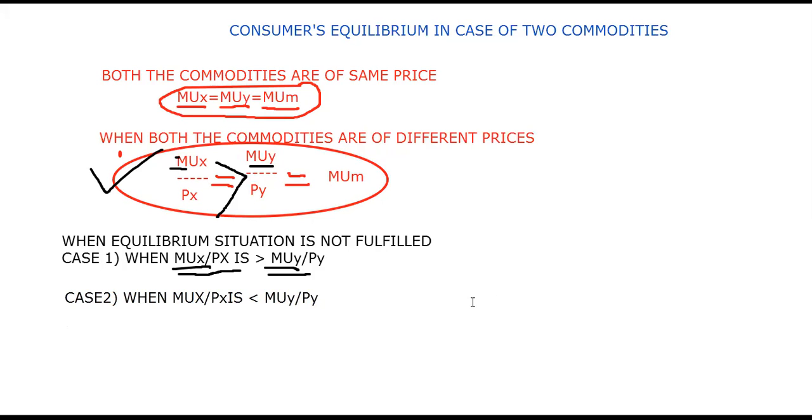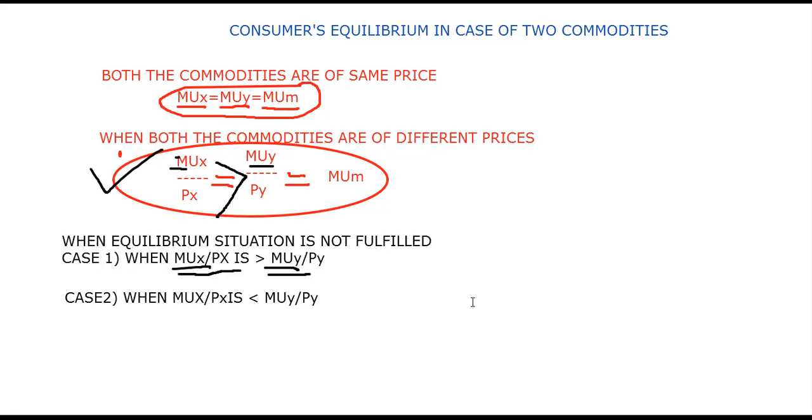अब देखिए, MUX upon PX is less than MUY upon PY. अभी क्या होगा? When I say that MUX upon PX is less than MUY upon PY, what will happen now? What does this condition suggest?